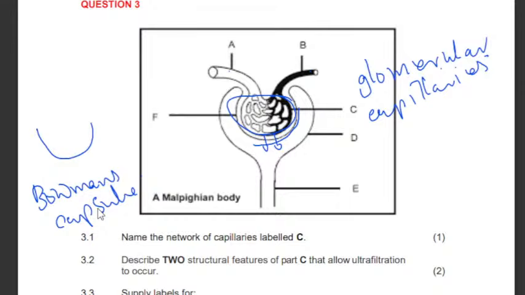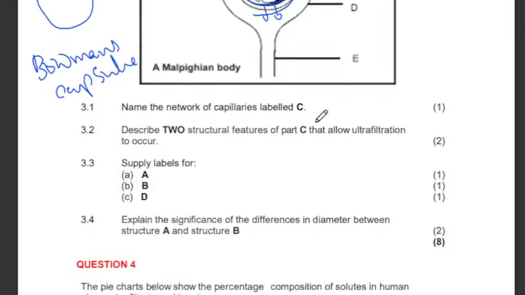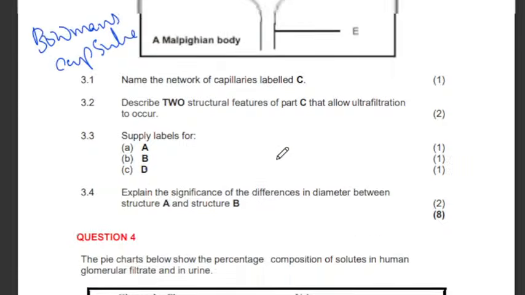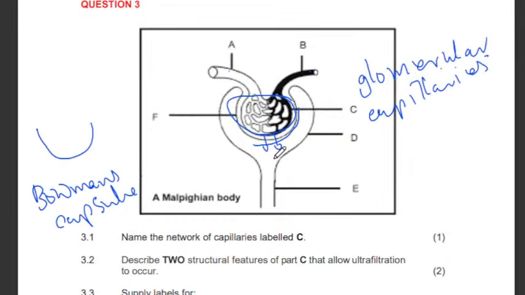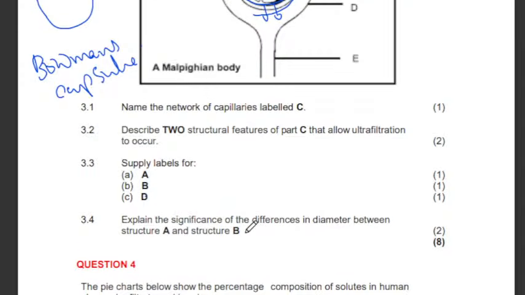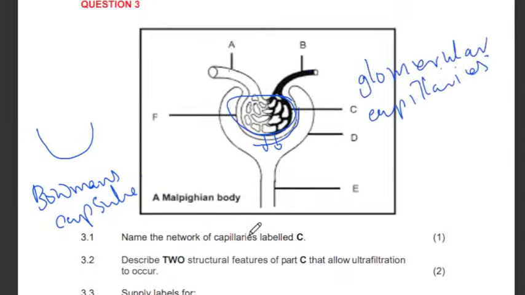And then we go to the next question. Explain the significance of the difference in the diameter between structure A and structure B. The structural difference here is basically about the diameter. If you look at it here, this is big enough and this is small. So more blood will come in and less will be going out, and this will create a pressure difference.